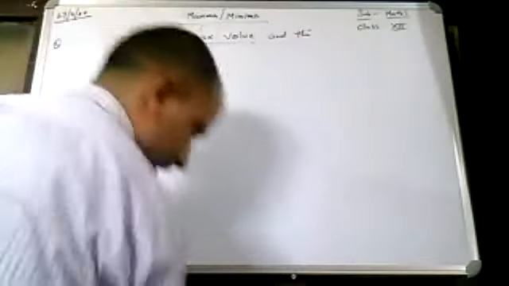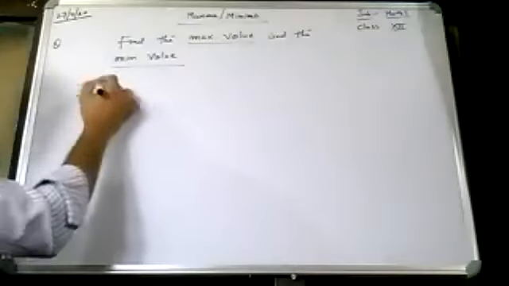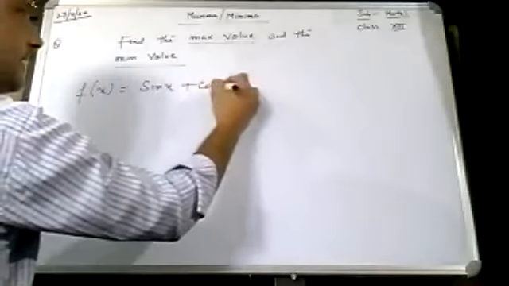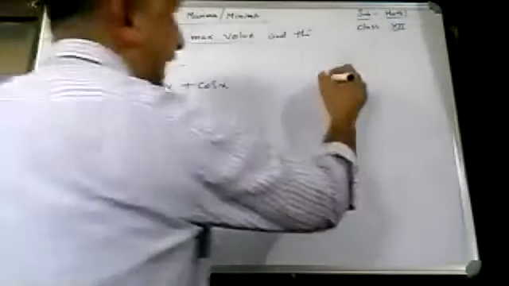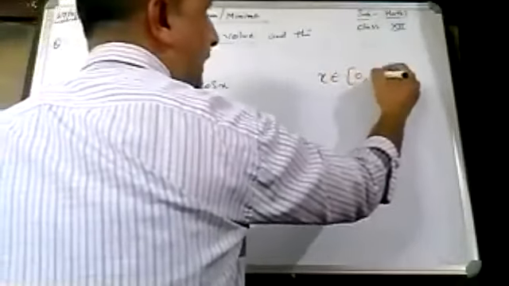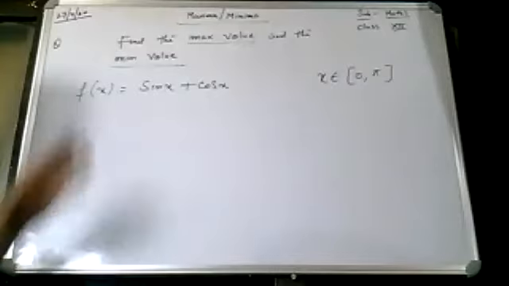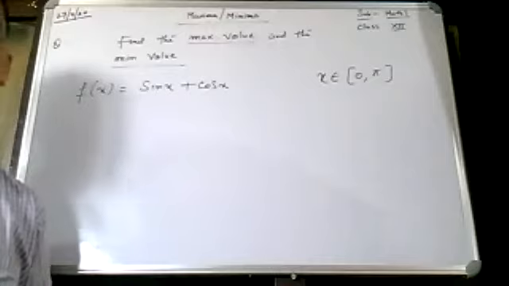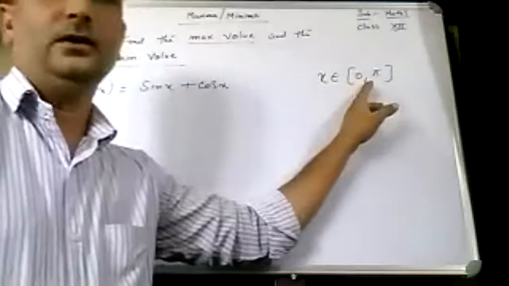So then comes another question class. F of x is equal to sin x plus cos x, x belongs to 0 to pi. Understand carefully, children. It is not difficult. That's why I didn't take up the other topic today. So f of x is equal to sin x plus cos x. The absolute maximum value and absolute minimum value you are supposed to find, and the point should belong to this interval.